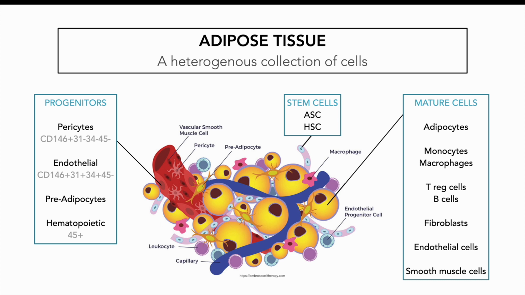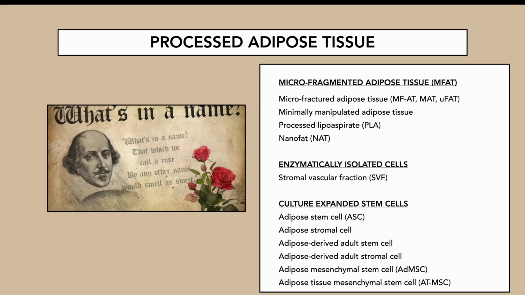And then you can see the mature cells also found in adipose tissue include immune cells such as monocytes, macrophages, T regulatory cells and B cells, as well as fibroblasts, endothelial cells, and smooth muscle cells. And then in addition to these cells, we also have the structural components such as collagen and other complex proteins.